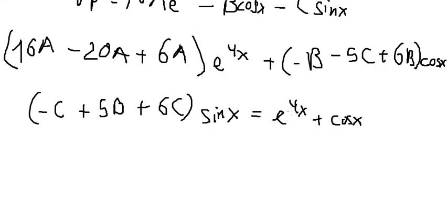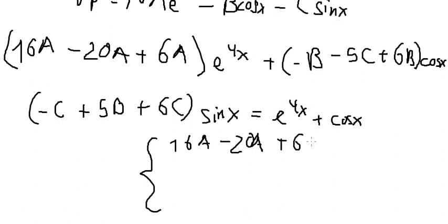We see that the e to the power of 4x coefficient is number 1. So the first equation, 16A minus 20A plus 6A equals number 1. The next one, we have only cosine x. The coefficient of cosine x is number 1. So we will have this one equal to number 1. But we don't have sine x. So this one should be equal to number 0.